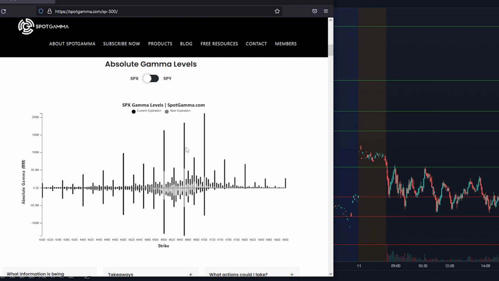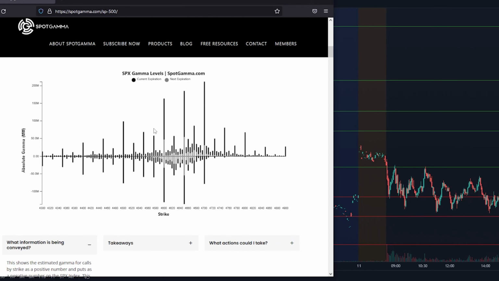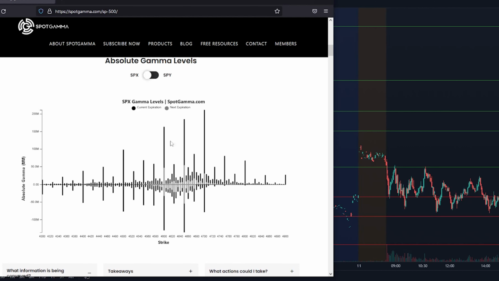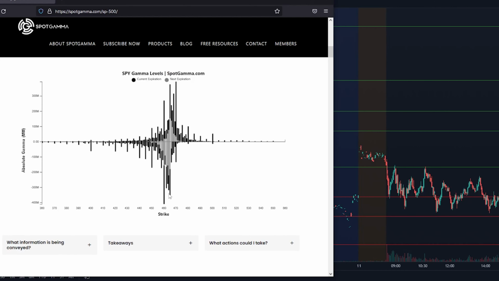You've got current expiration in black and then next expiration in gray. And this pinpoints the largest levels of gamma indicated at each strike. So this is for SPX 4600, approximately 4650, and then 4700. And you can click back and forth to SPY as well and show that.